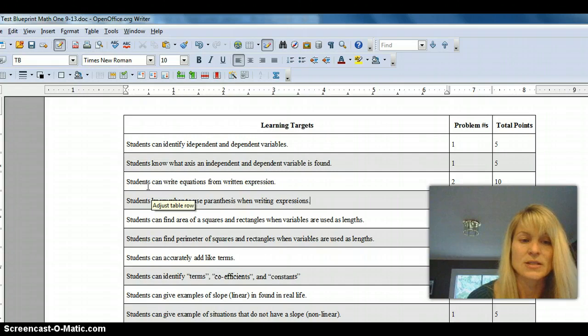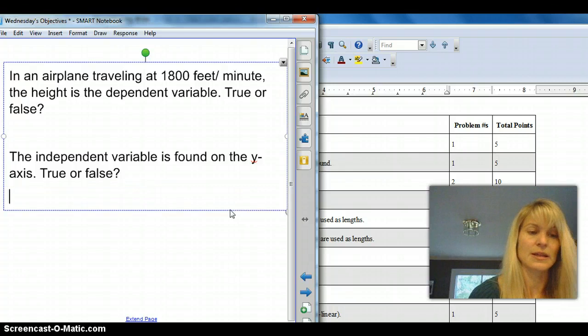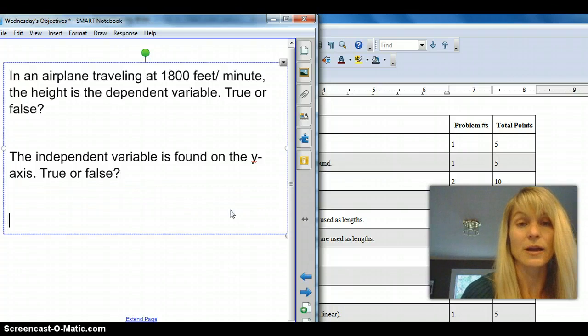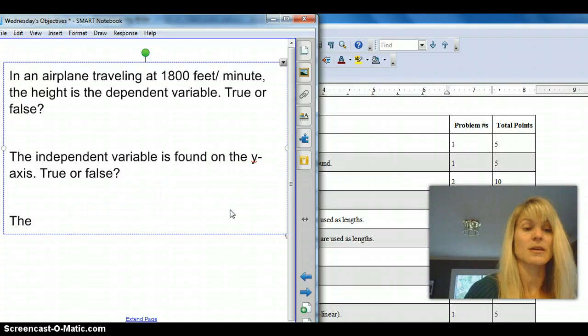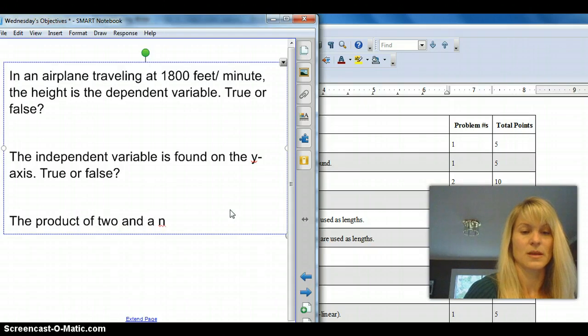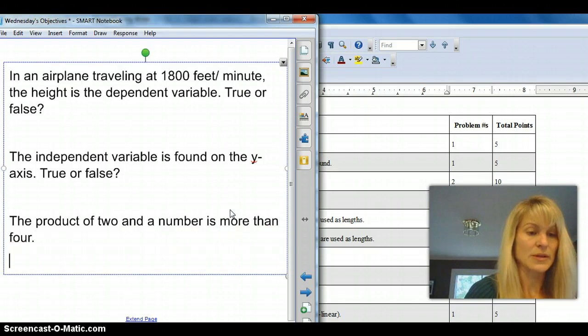The next one says students can write equations from written expressions. Okay, so that sort of question might look like this. I might create a written expression. The product of 2 and a number c is 4 more than 4. And I might make this a multiple choice question.